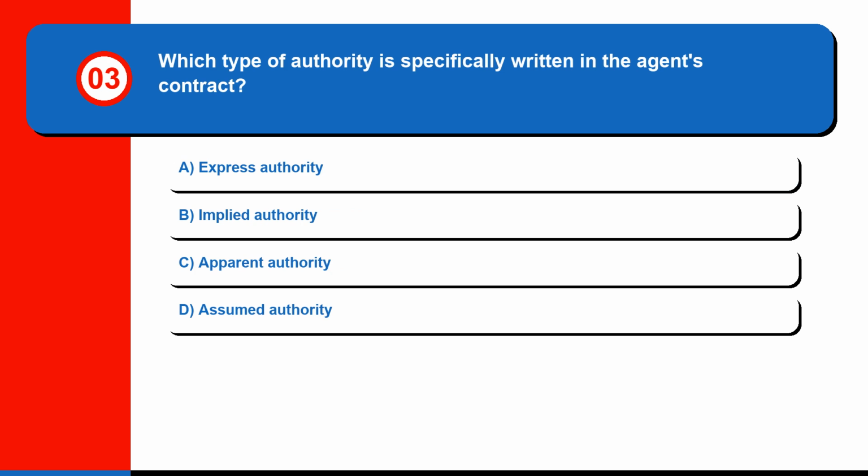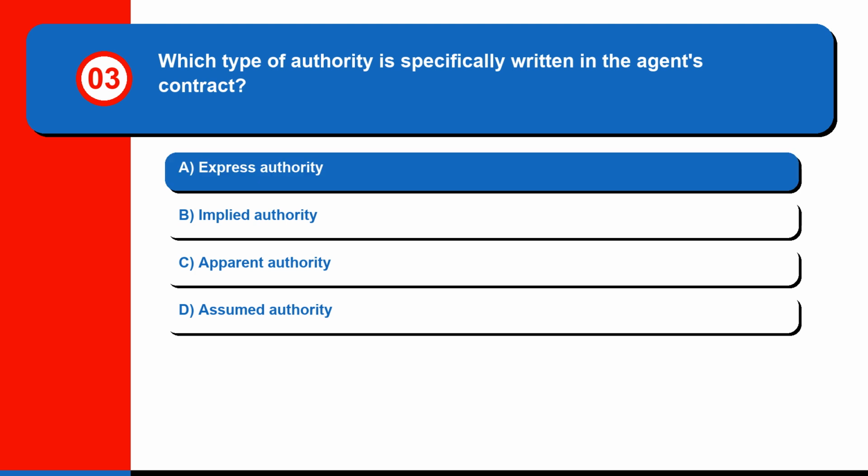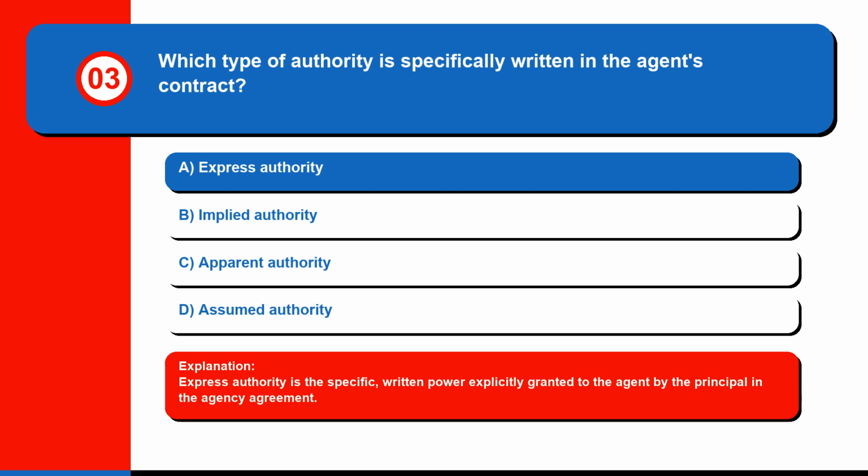Question 3. Which type of authority is specifically written in the agent's contract? A. Express authority, B. Implied authority, C. Apparent authority, or D. Assumed authority. The correct answer is A. Express authority. Express authority is the specific, written power explicitly granted to the agent by the principal in the agency agreement.